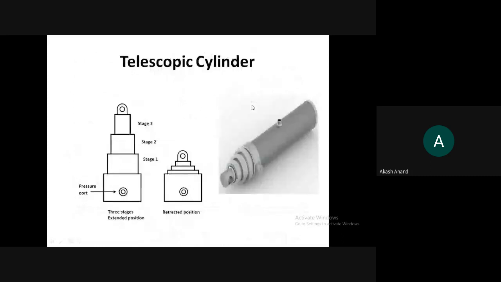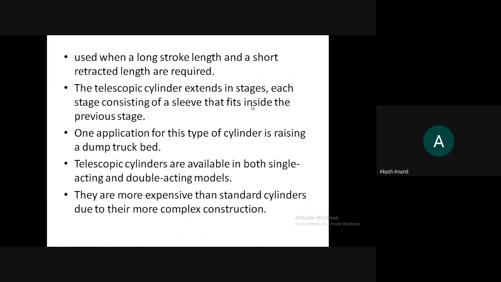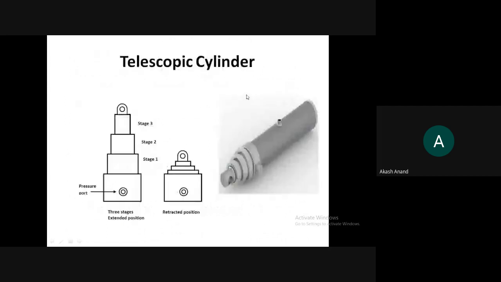In order to get a long stroke length and a short retracted length, this type of cylinder can be used. Here the telescopic cylinder extends in stages. You can see stage 1, stage 2, and stage 3.